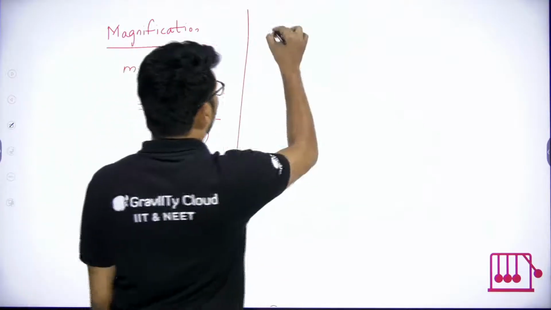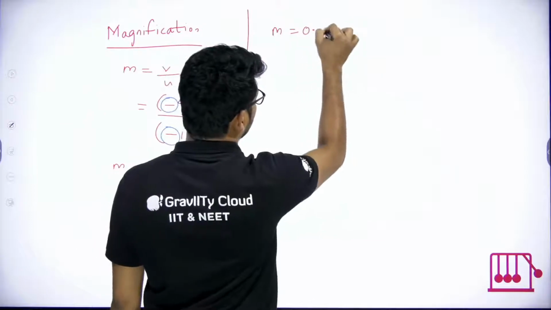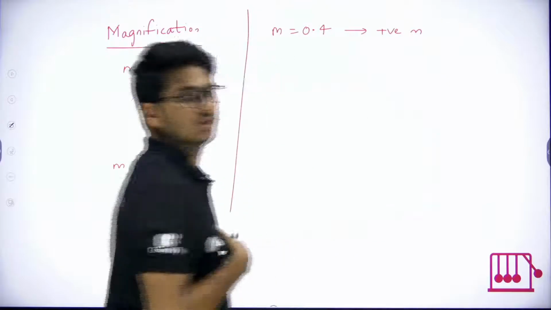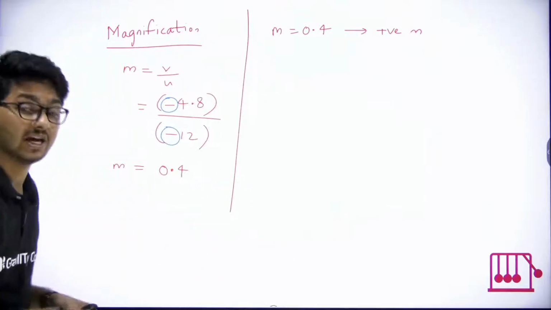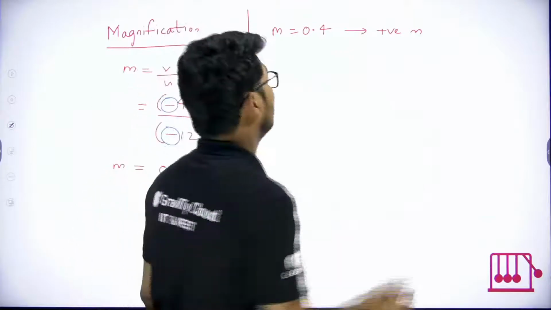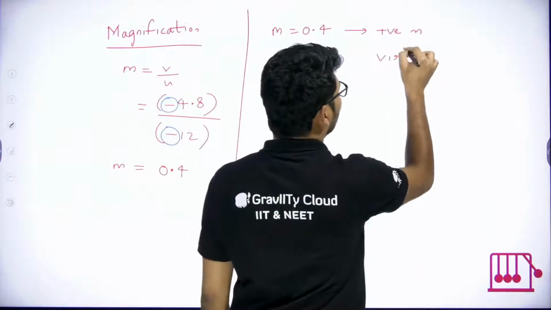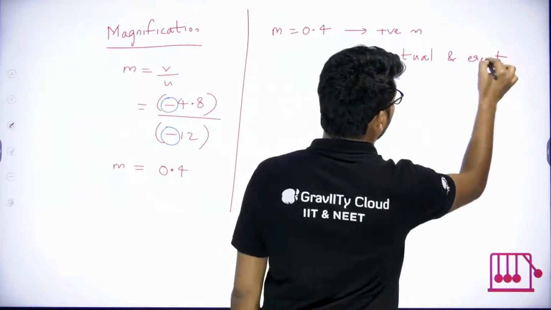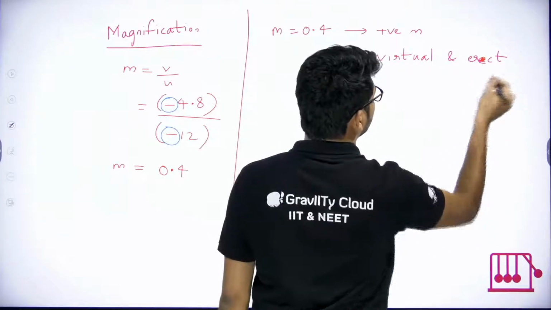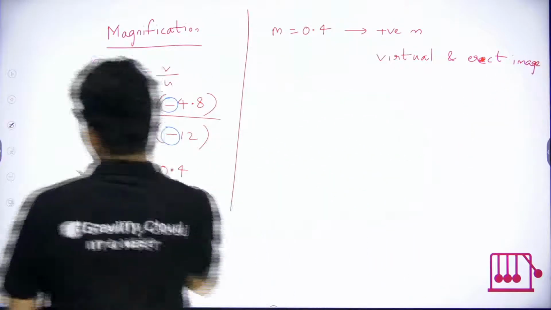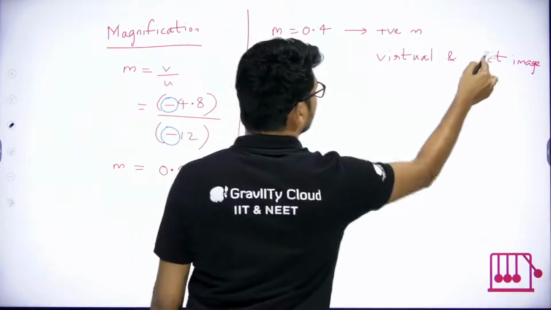So if I look at the magnification, the value of magnification as 0.4, it is positive magnification. Positive magnification will mean erect image, and erect images are virtual. So it is virtual and erect image. Virtual and erect image. Got it? Okay, this is good enough.